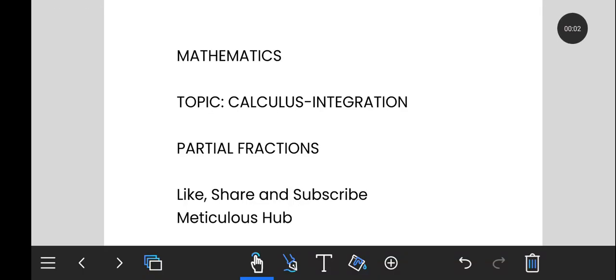In this tutorial, we're going to talk about calculus, integration, and our main focus will be on partial fractions. So let's see how we can evaluate partial fractions and integrate them.